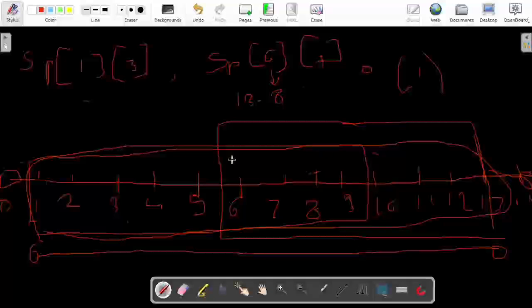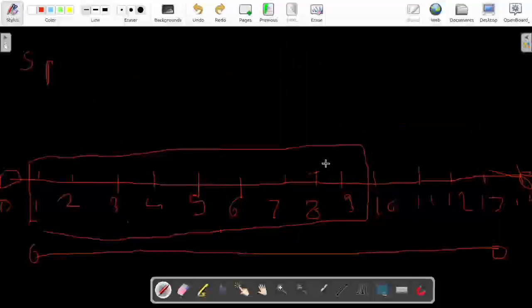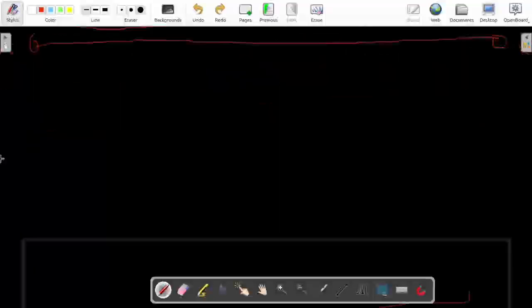So in this way, we can answer queries in big O of 1 using a sparse table. But there's a catch also. It is not applicable for all functions. We will see that ahead. But I wanted to show you how we calculate the answer in big O of 1 for any range. It doesn't matter what range you have.